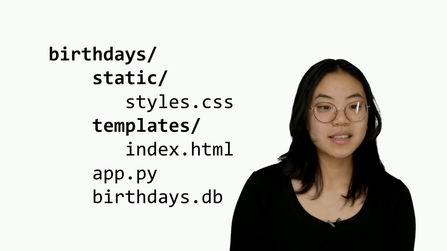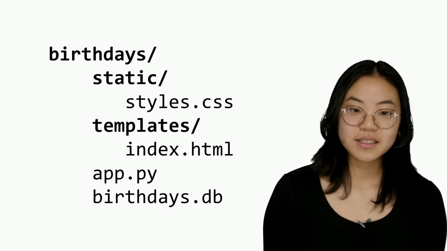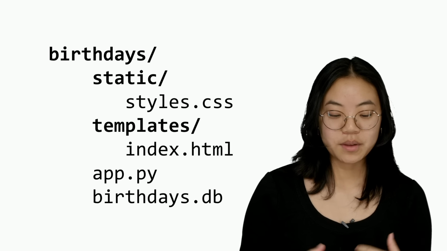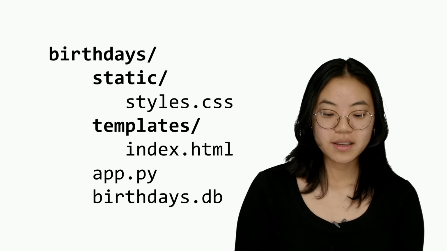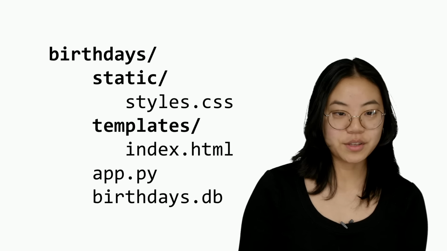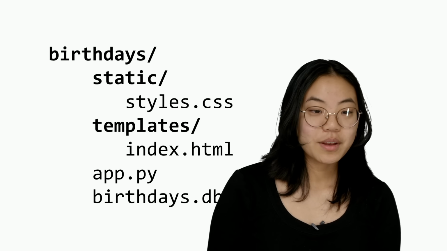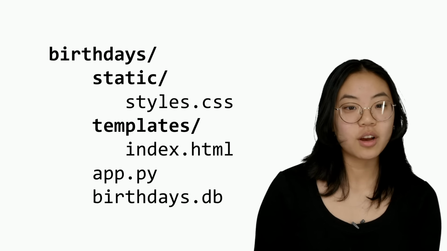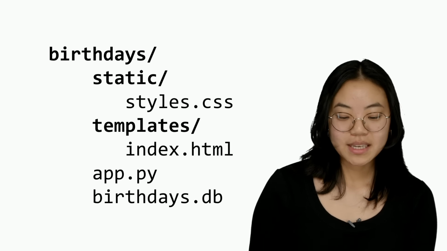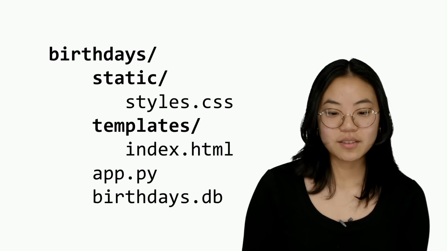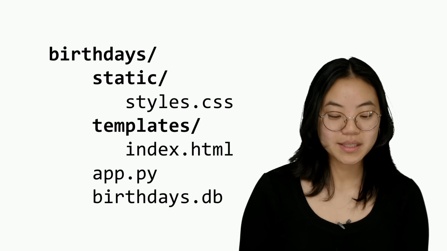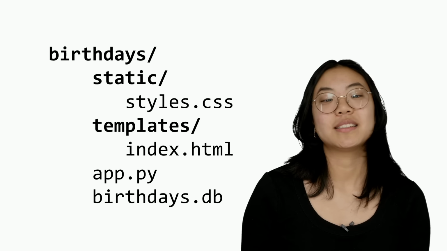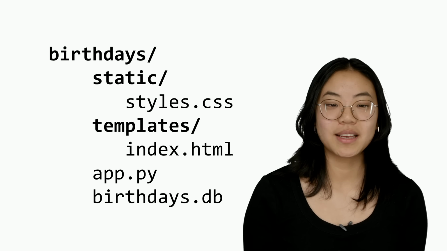Then with templates, that's where all of our HTML files live, or our templates, so to speak, and that's what will be rendered to the user on the web, the view side of things. Then we have app.py, which is our Python file that contains that back-end logic of updating the table and what happens when users submit the form. And then birthdays.db, which is our database that's storing all of those birthdays.